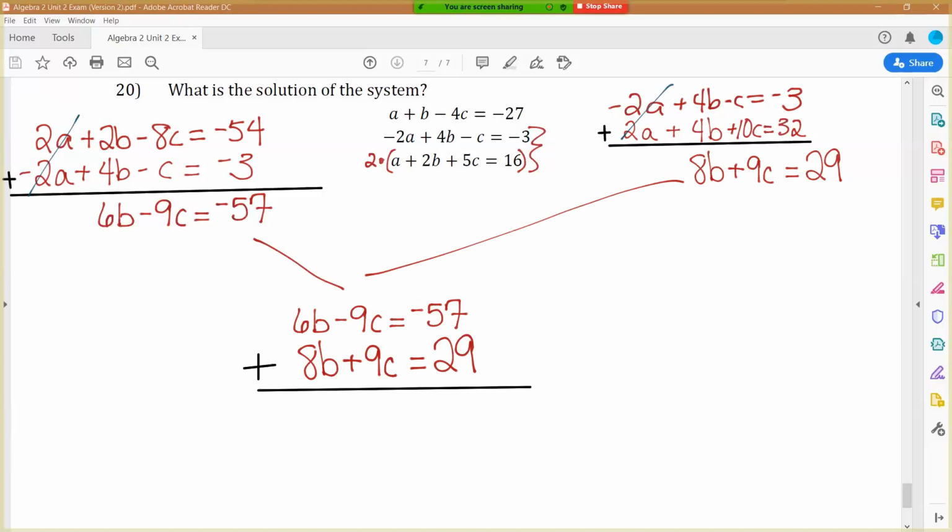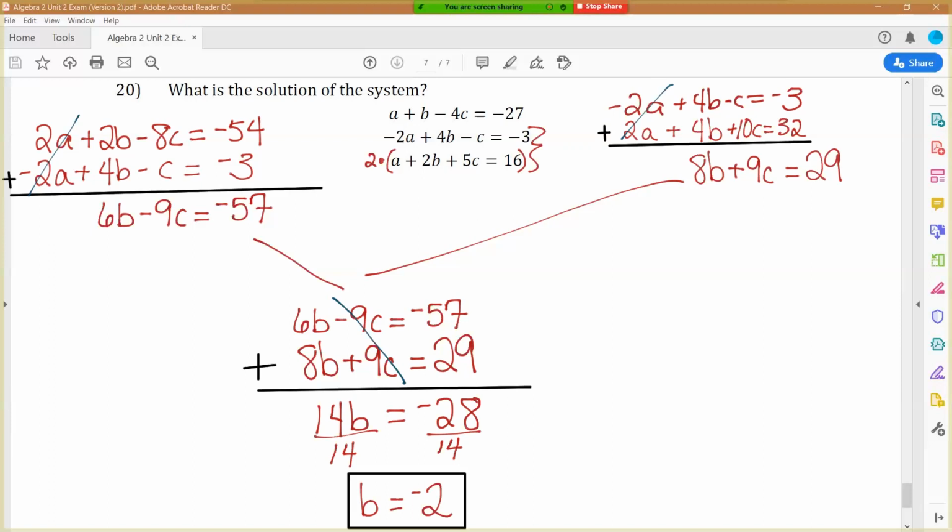When we add them together, 6b plus 8b is 14b. The 9c and the negative 9c cancel. And then negative 57 plus 29 is negative 28. So now we have 14b equals negative 28. You're going to divide both sides by 14 to get b equals negative 2. There's another point, but this time we found something.